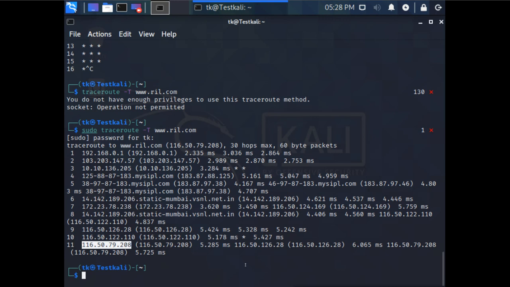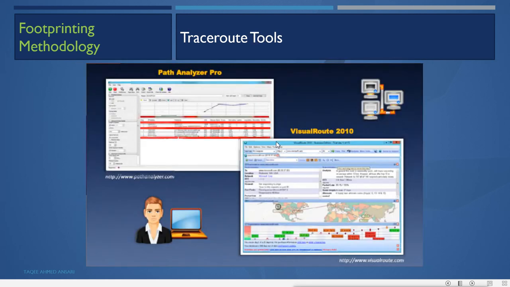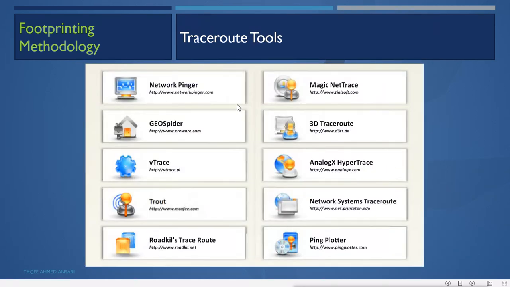So with the T option, what does it do? It sends the SYN packet to port 80, and because of that it can pass the firewall, and it is helping us to guess the internal network diagram. So maybe after one firewall there is a web server, or maybe after the one firewall there is one more router, and then your web server. So we can assume the network diagram. We can use different graphical tools also. We have these different tools to use.